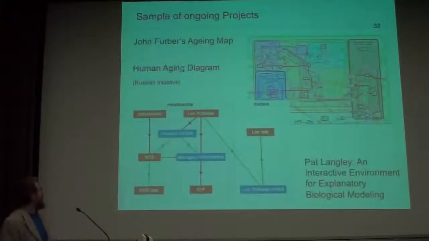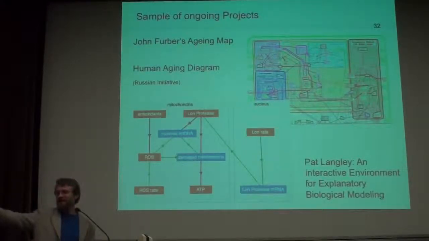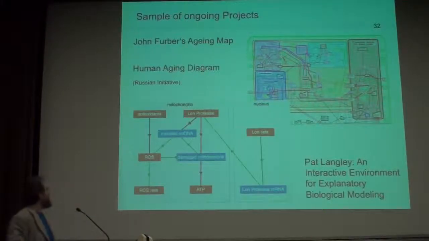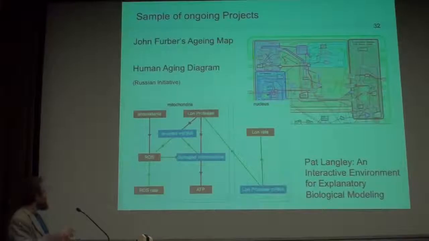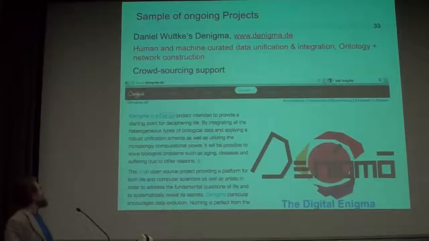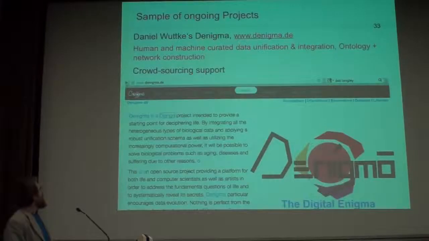And there are some people who have started that, some of you know Georg Fuellen's aging map, which is also displayed here in this room. And there's a human aging diagram I just learned about from the previous speaker, the Russian initiative. There's also Langley's interactive environment for explanatory biological modeling, which he also presented in Rostock. And in particular, there's an enthusiastic graduate student, Daniel Wuttke, who's working in the lab of João Pedro de Magalhães, and he's working on what he calls the Enigma.